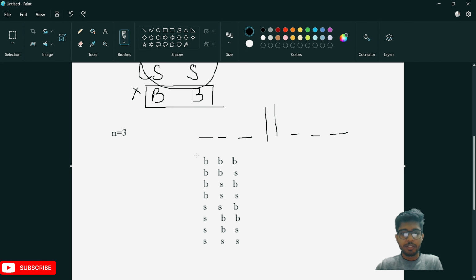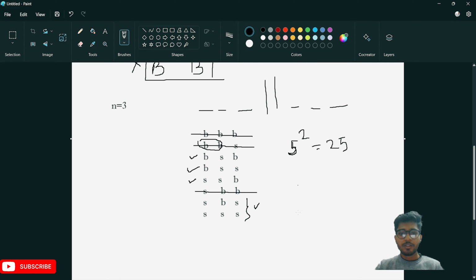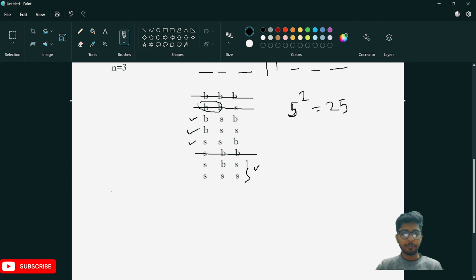But according to the question, two adjacent buildings cannot be constructed. So this is not possible. This is also not possible because two buildings are there adjacently. This is possible. This one is possible. This is also possible. This is not possible, and the rest of the two are possible combinations. So we got 5 possible conditions on each side. So for both sides, the total number of possible constructions is 5 to the power 2, that is 25 constructions. Now how to solve this problem?